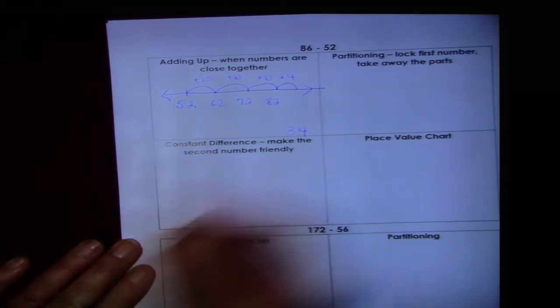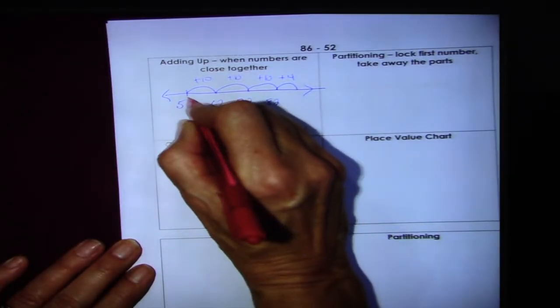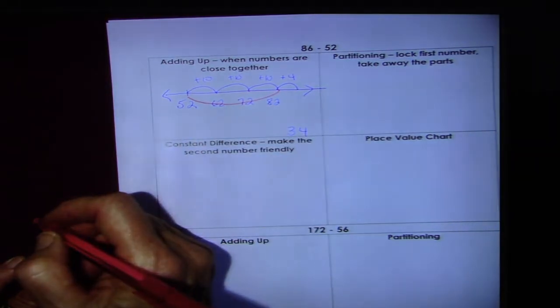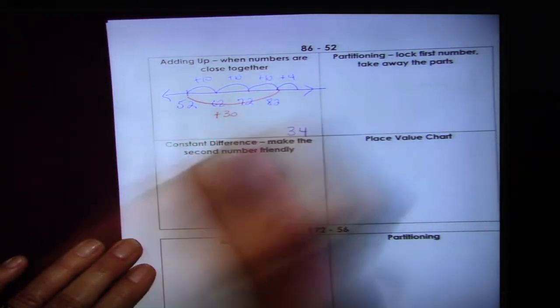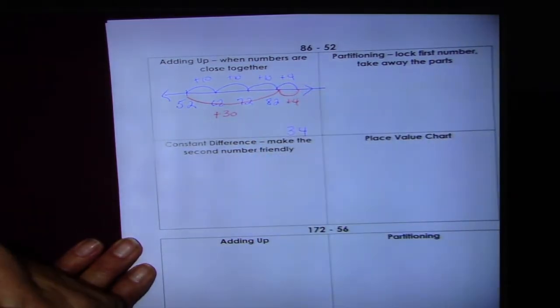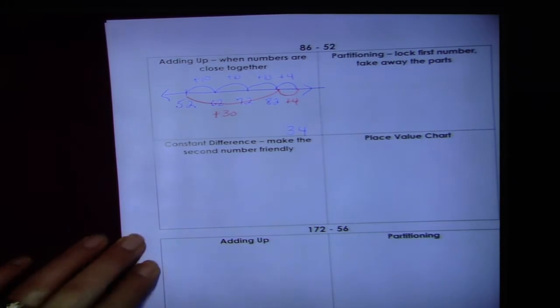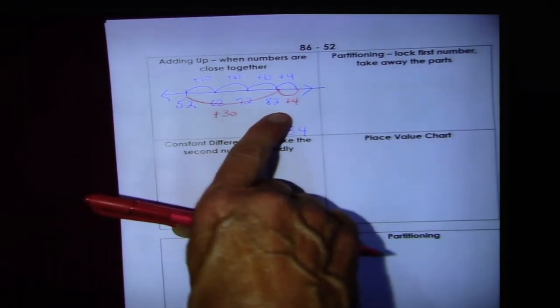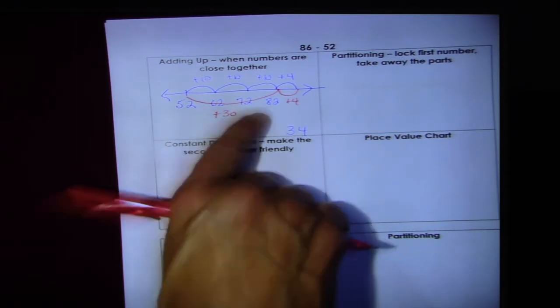Or from 52, I can jump all the way to 82. That was plus 30. And I can add the last 4. I get the same answer. How they lead is going to depend on their comfort level and their number sense flexibility.